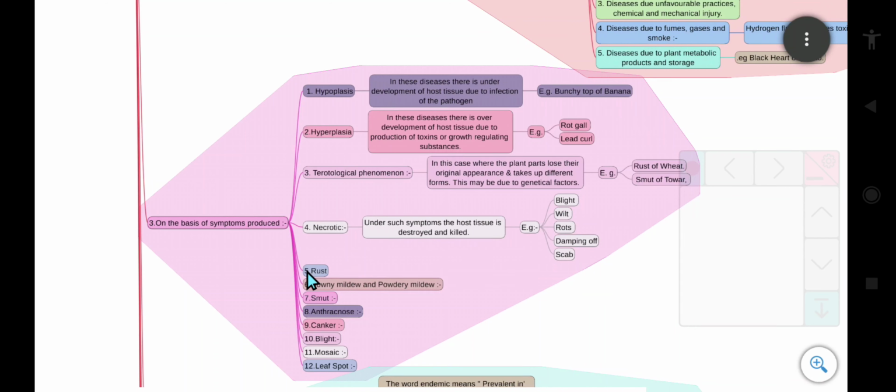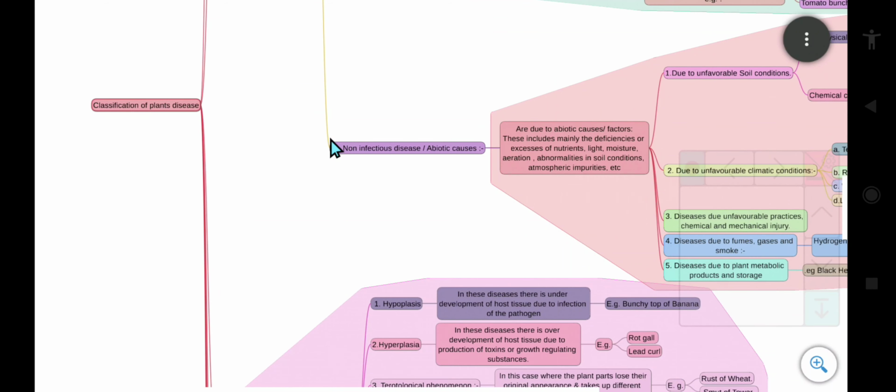And the fifth symptom is rust. Sixth one is downy mildew and powdery mildew. Seventh one is smut. Eighth one is anthracnose. Ninth one is canker. Tenth one is blight. Eleventh is mosaic. And last one is leaf spot. These are the symptoms produced, and the plant diseases are classified on this basis.